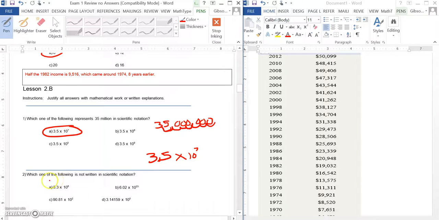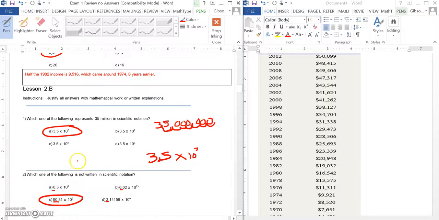Now we come here to number 2. It says, which of the following is not written in scientific notation? Now, just as we explained up here, you're going to have one digit in front of the decimal, and that digit cannot be 0 or negative numbers. It just has to be from 1 through 9. So if we look here, A has one digit in front of the decimal, B has one digit in front of the decimal, D has one digit in front of the decimal, but C has 2 digits in front of the decimal. So your answer is C.